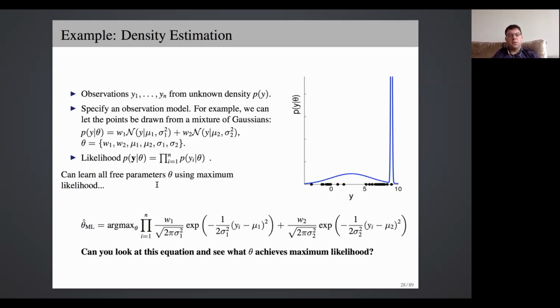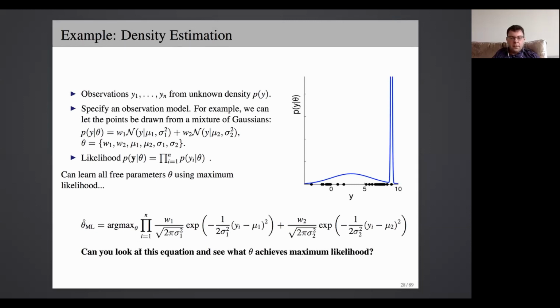We can use that observation model to create a likelihood, and then we can maximize that likelihood with respect to our parameters, the mu's and the sigmas. And let's just forget about the w's for now. So I'd like to ask you whether you can just look at this equation without taking derivatives or anything like that and see a setting of parameters which will provide very good likelihood.